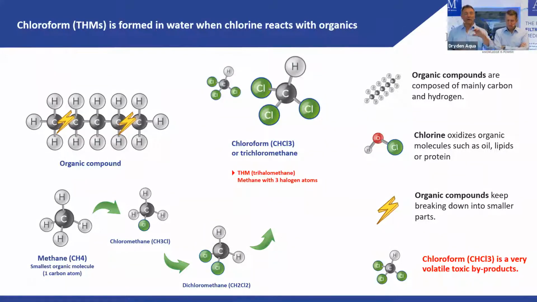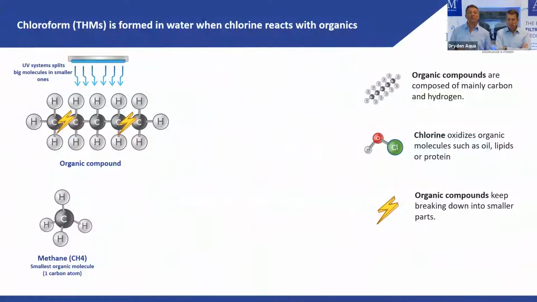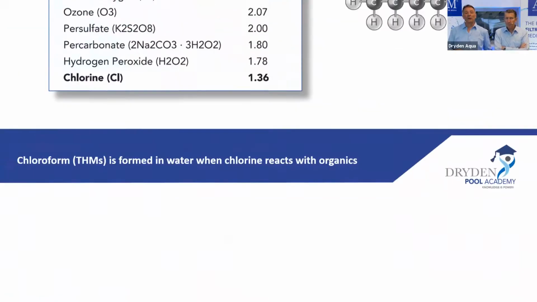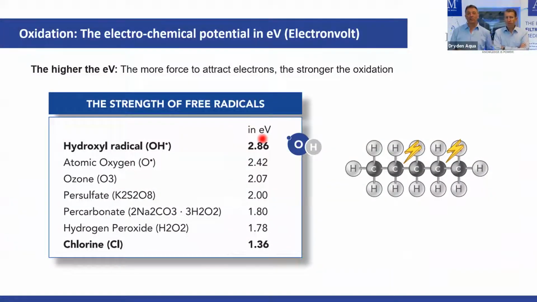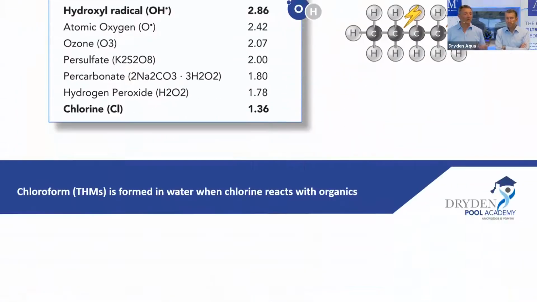Again, this depends on how strong is this molecule, how strong are these bonds, and how strong is this oxidant. The stronger the oxidant that you have, and this is what Philip showed us before, especially these ones here, they usually make complete oxidation. They oxidize all the bonds, whereas chlorine and others are less strong.